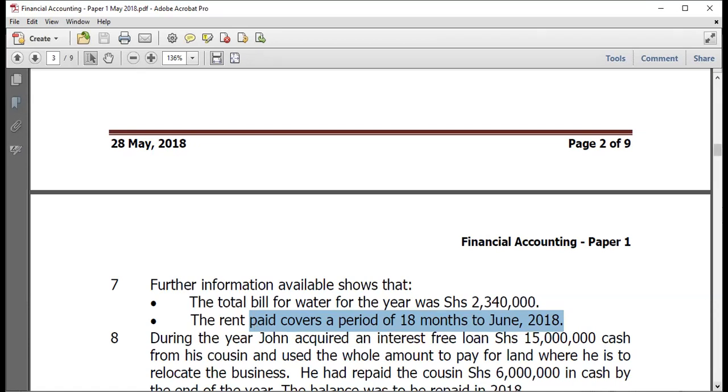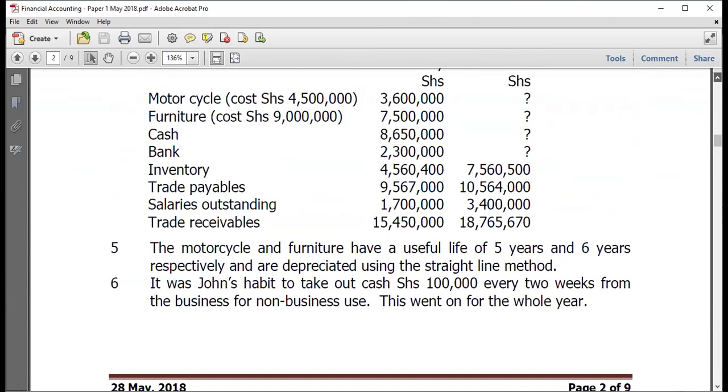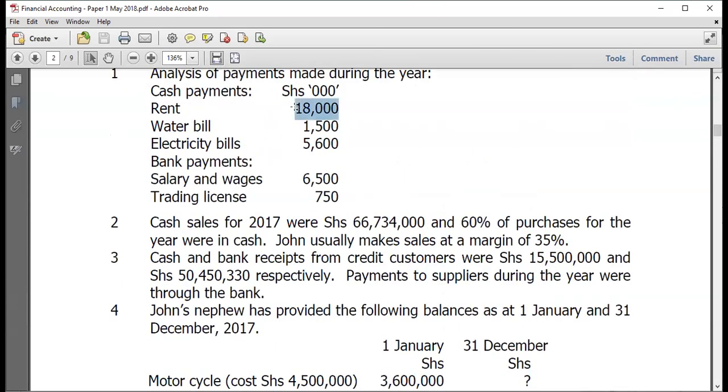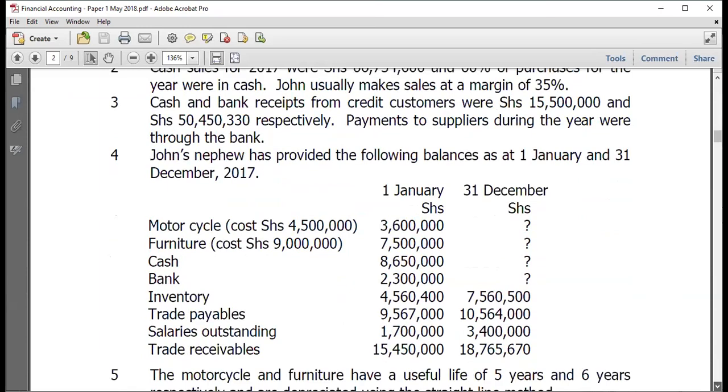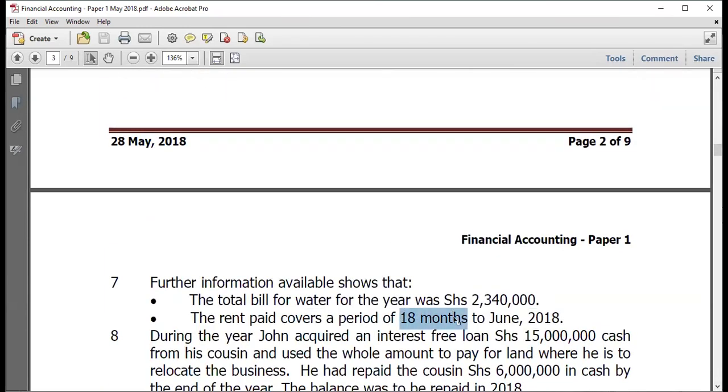But when it comes to the rent account, okay? Because this rent they are speaking about, the rent paid, I think we saw the rent paid here. This rent of 18,000, they're just telling you that part of it does not relate to 2017. Part of it relates to six months for the next period because it's for 18 months. So it partly relates to a portion that relates to June 2018. And you know what that means? It means that it's a prepayment, okay? We have to deduct what relates to 2018, because what relates to 2017 is what we are going to consider. Whatever relates to 2018, we have to subtract from that value, okay?